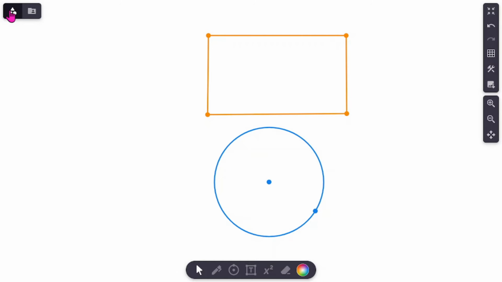All right, so let's get started with fractions. As you can see on the screen here, I've got two different shapes.